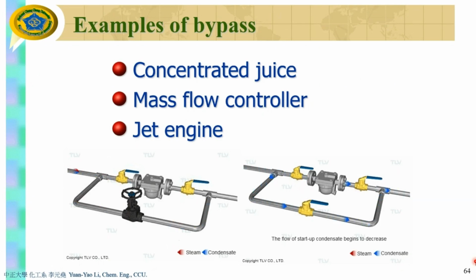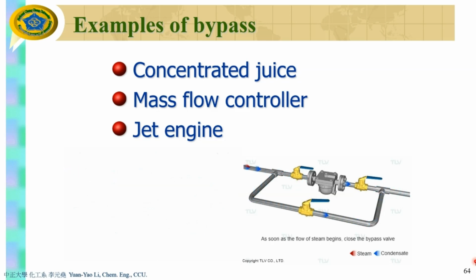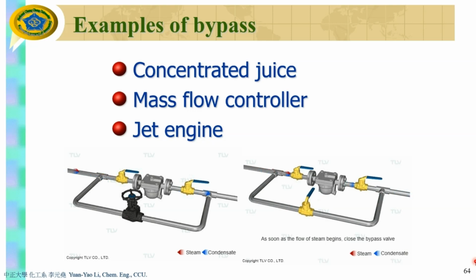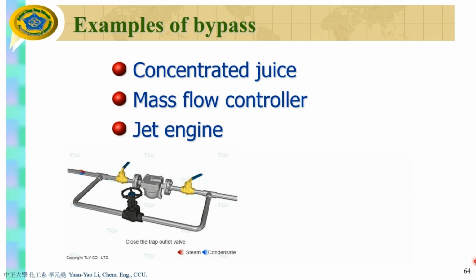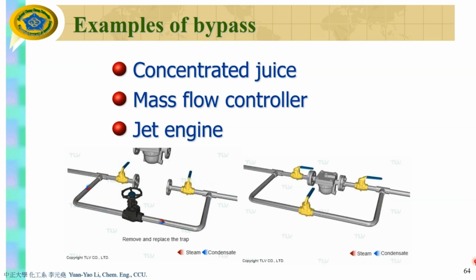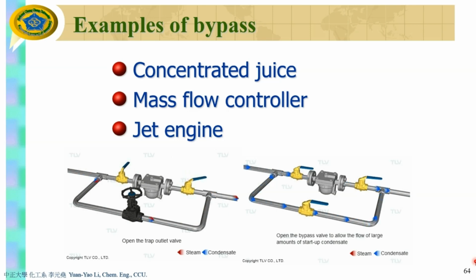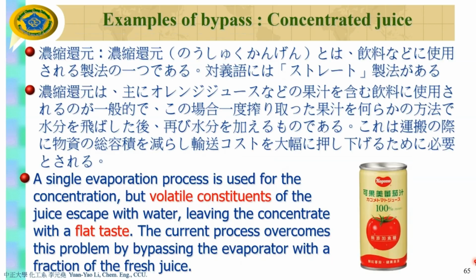So there are some examples I want to show you here, in an industrial way, or what we do in the industry. One of the important examples is concentrated juice. The second one is the mass flow controller. Unfortunately, I don't have time to tell you this. If you have time, take a look on the internet, YouTube or something. They will tell you the meaning of the bypass in the mass flow controller. The third one is called the jet engine.